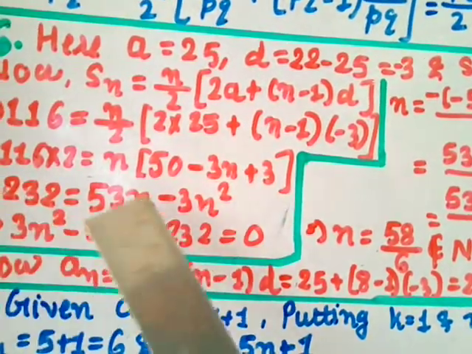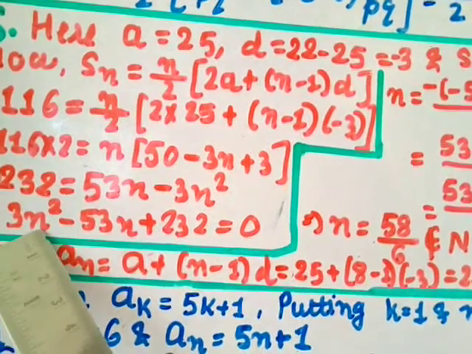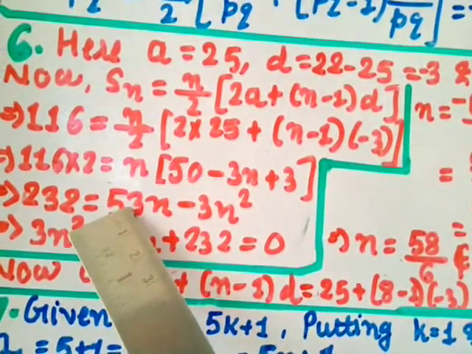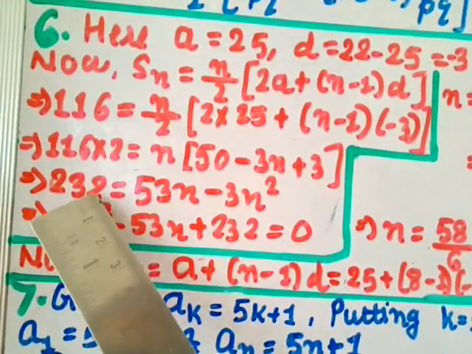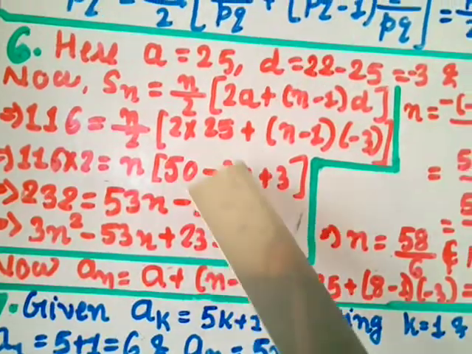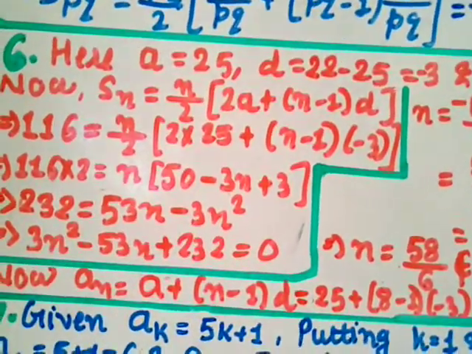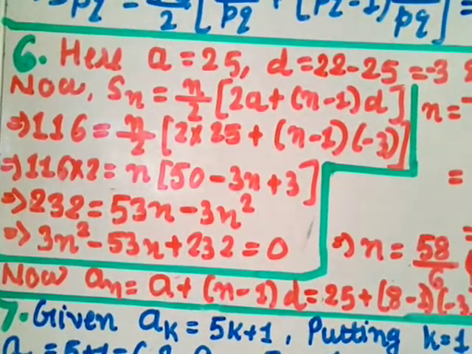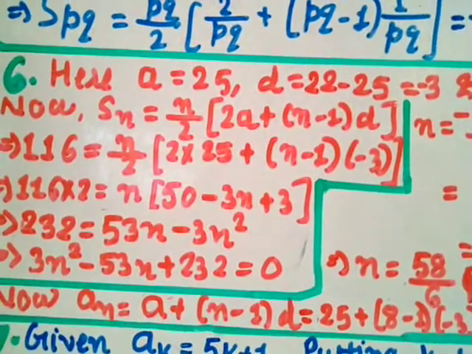This all we transfer to this side, so 3n square, when you transfer it, becomes positive, and 53n, which is positive here, when you transfer it becomes negative, minus 53n, and this 232 as it is, equal to 0. Okay, this side remains 0. Now this is a quadratic equation, so we shall use the quadratic formula to solve this. Okay, you can find the discriminant and solve it.